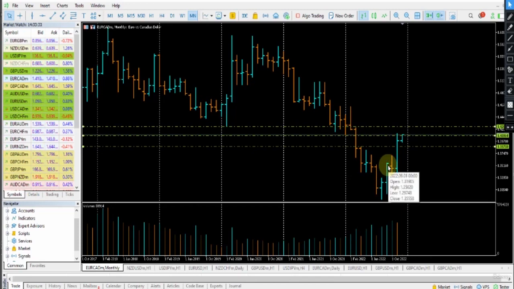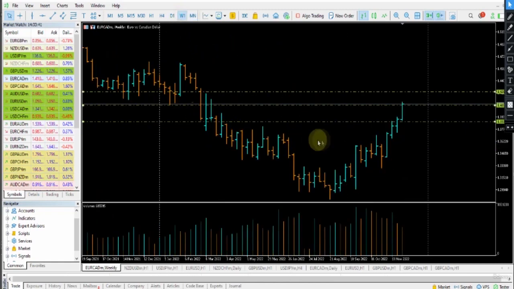So I got an idea from the monthly time frame that the upside is winning. Then I check that this big activity happened in the weekly time frame as well. So that means I will not go against the big activity.